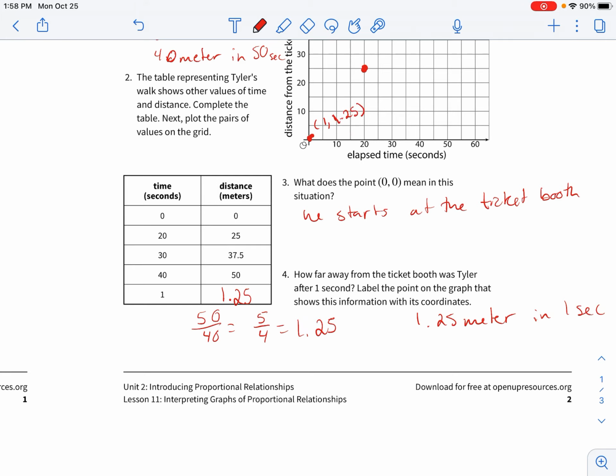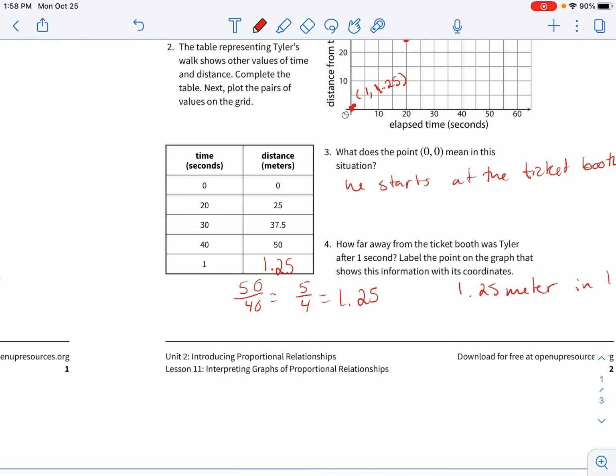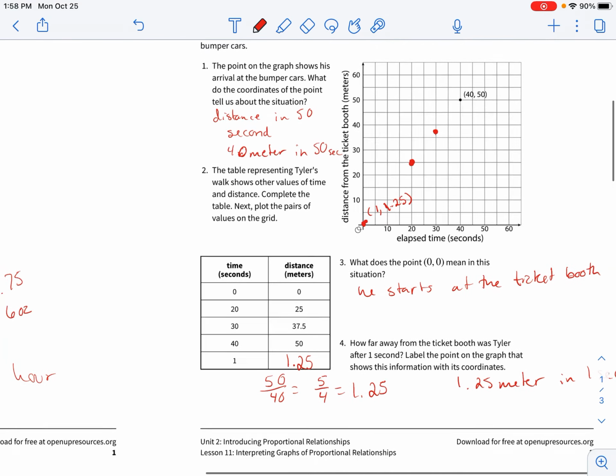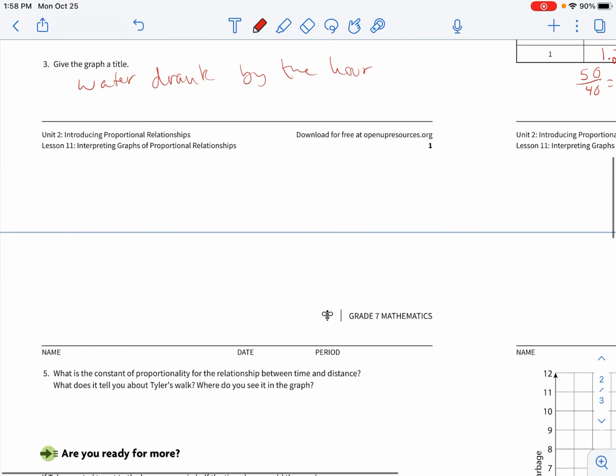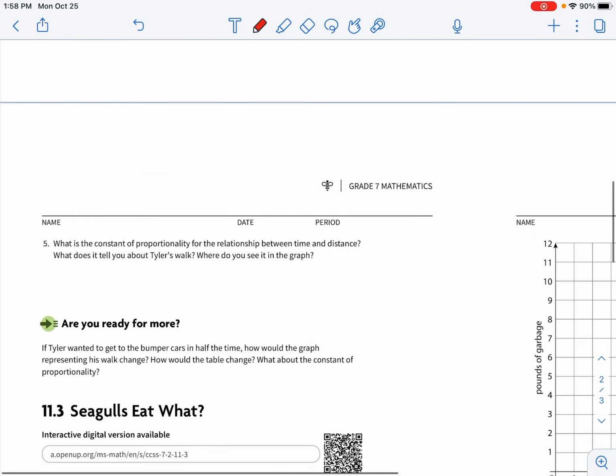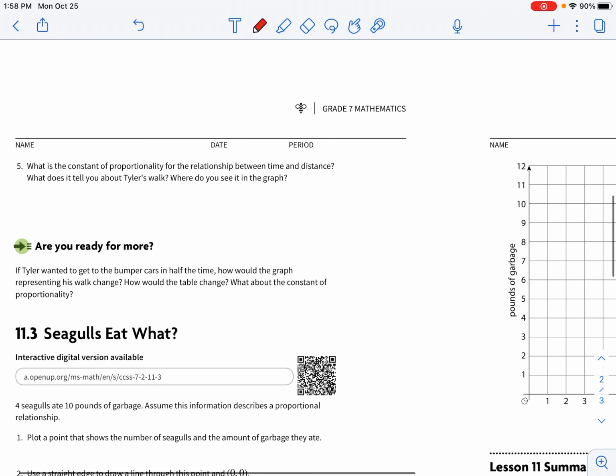Okay, with how small this graph is in its increments, it's hard to see. Okay. So there we've covered all those questions. Okay, next we're going to move on to 5. So this one's still asking that question. What is the constant of proportionality for the relationship between time and distance? What does it tell you about Tyler's walk?